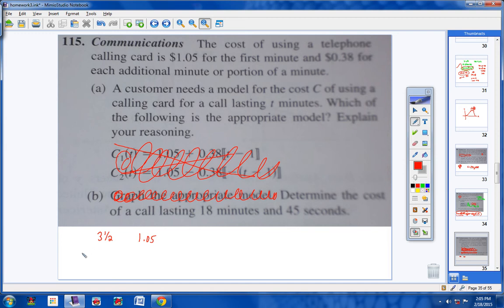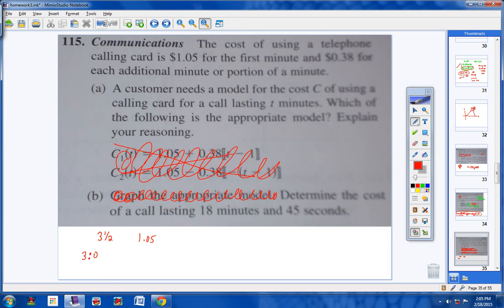If you talked for 3 minutes and 1 second, they would round it up to 4 minutes. That's what it says, additional minute or portion. So I don't know if you know that. It's the same thing on cell phones or whatever. You're always rounded up to the next minute. So if you talk 1 second over 3, they're going to charge you for 4 minutes.